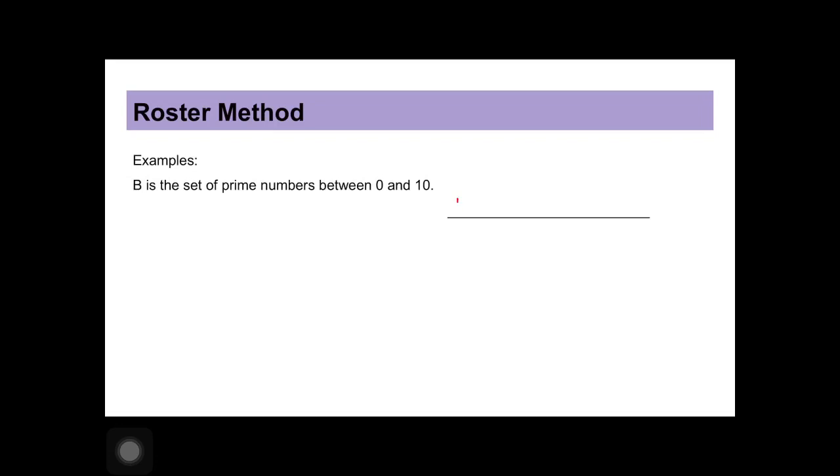Okay, next example. Number 1, B is the set of prime numbers between 0 and 10. So how are we going to write that? So B now is equal to, okay, we're going to list the numbers. So prime number, its factor is only 1 and itself. So we will begin with number 2. Okay, next, number 3, number 5, number 7. Okay, 9 is not a prime number. Okay, so that's the answer.